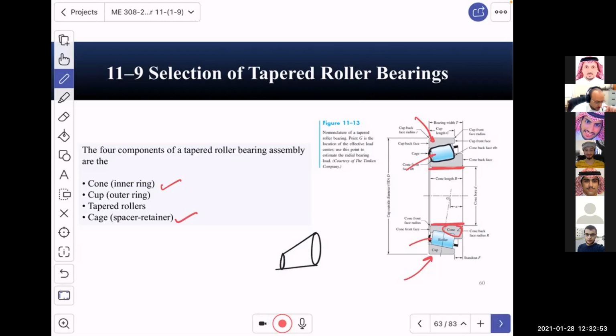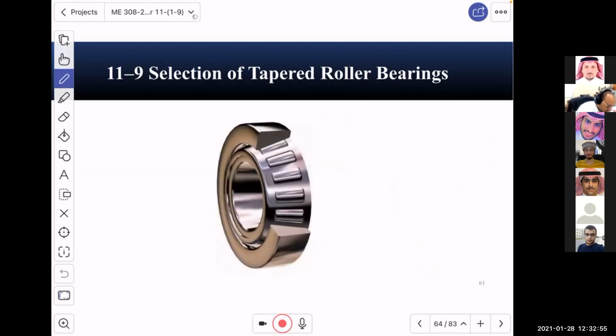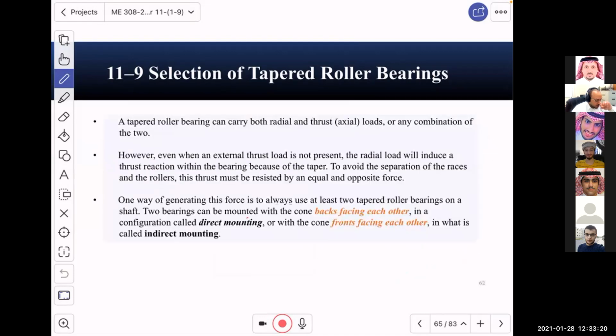Okay, so if you look at it, this is the cage. Look, the cage is this material over here, this ring, okay, which keeps each tapered cylinder alone. In here, we have the cup, right? And inside we have the cone, if I'm not mistaken. Yeah, the cone is inside, the cup is outside.